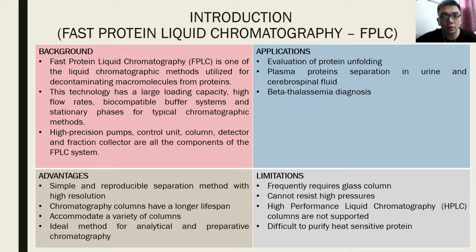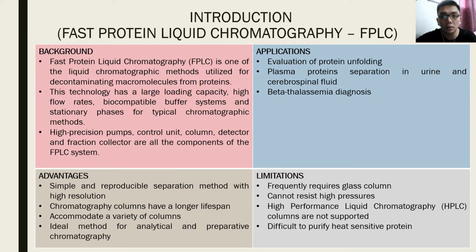It is widely utilized in various applications such as the evaluation of protein unfolding, plasma protein separation in urine and cerebrospinal fluid, and beta thalassemia diagnosis. The advantages of the FPLC method include a simple and reproducible separation method with high resolution, longer lifespan of chromatography columns, supporting a variety of columns, and being an ideal method for analytical and preparative chromatography.